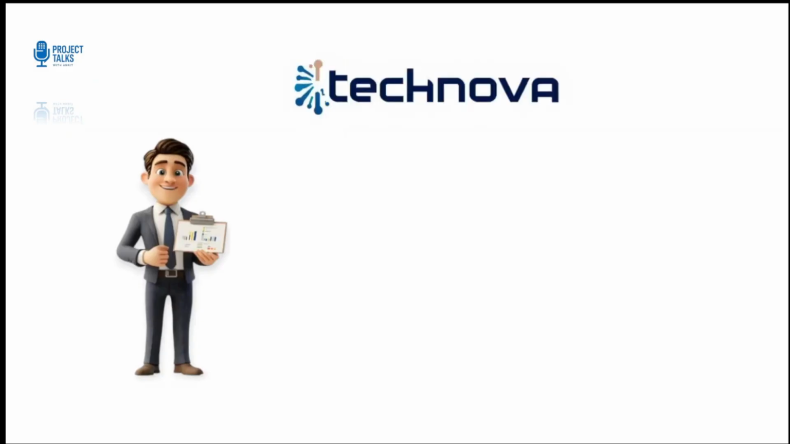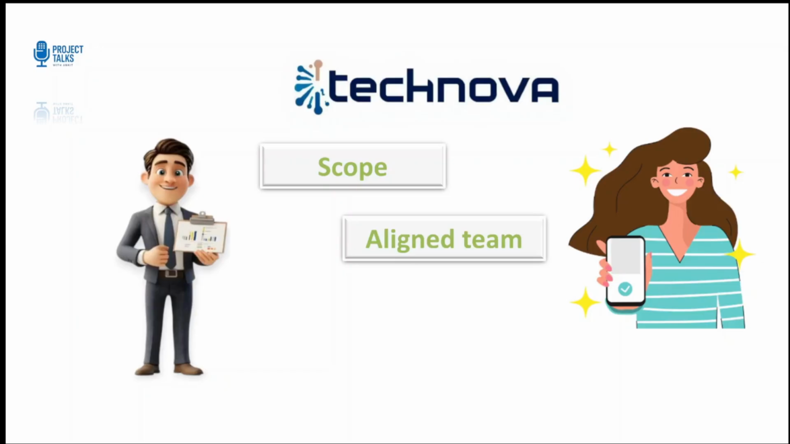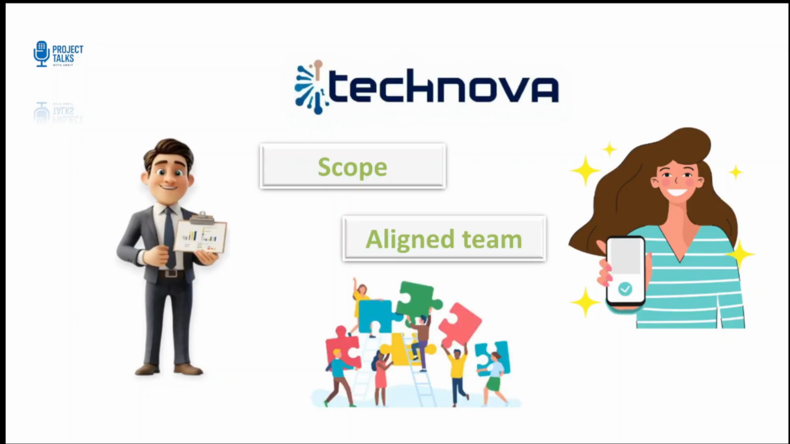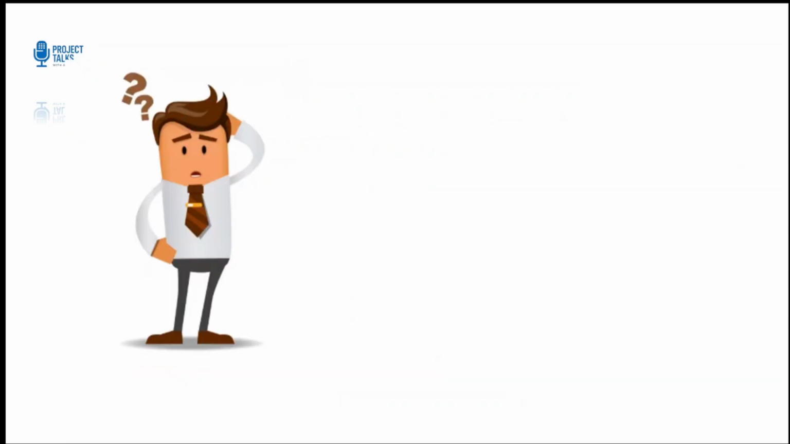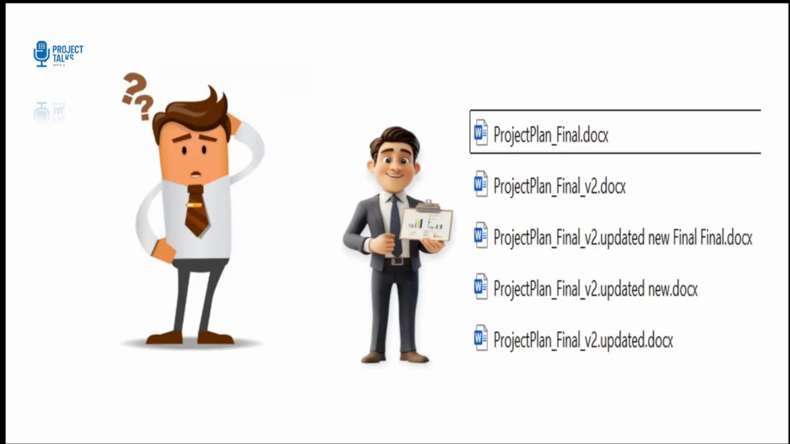Again, meet Ankit, the project manager at Technova, leading a financial app project. Now, everything is on track. The scope is defined, the team is aligned, everyone is working together, until a stakeholder says, wait, this isn't the latest version of the schedule. Now, Ankit gets confused and he goes back to check the document. When he opens the document, the nightmare begins.